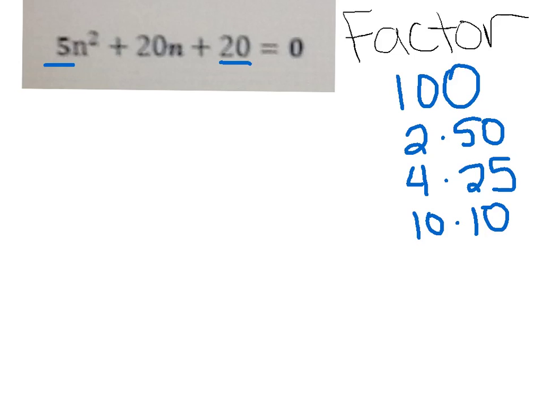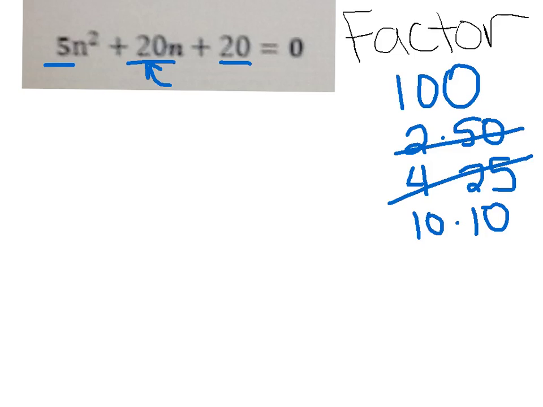Let's look at these three options. Now, when multiplying these, we also want to be able to add them together to get our middle term of 20. So, 2 times 50 would give us the 100. However, 2 plus 50 would give us 52, which is not 20. So let's go on to the next one. 4 times 25 would give us 100, but 25 plus 4 would equal 29. Again, that is not 20.